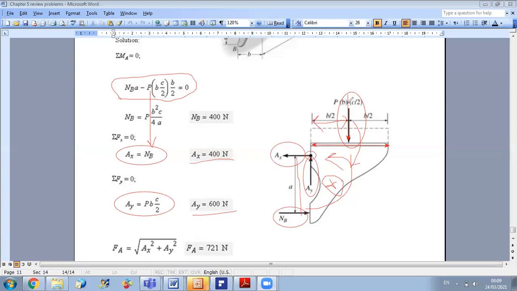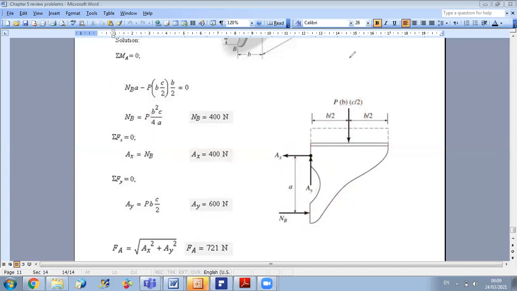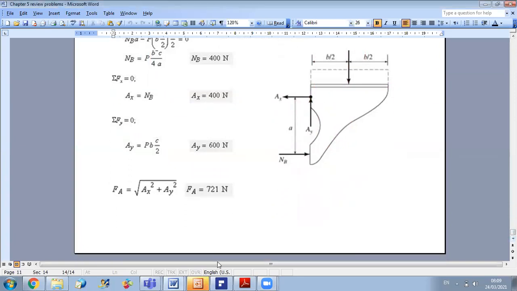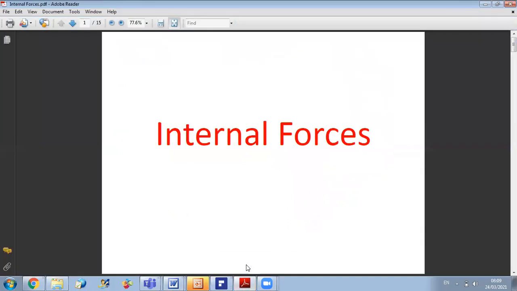Okay, so we are done with the chapter on equilibrium of a rigid body. We will now start the final chapter in the statics part, which is internal forces. You will see that the majority of this part is already covered before, and it's just a small new application. So what do we mean by internal forces?